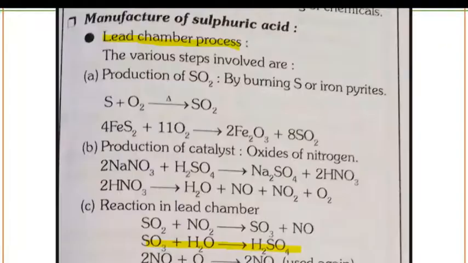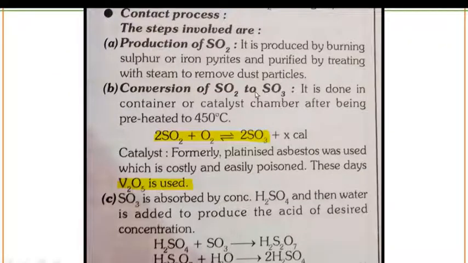Next is the conversion of SO2 to SO3. You can convert SO2 to SO3 by further oxidation by giving an excess amount of air. So in this reaction, as you can see, 2SO2 plus O2 will form 2SO3 and heat is liberated. The temperature that you need is 450 degrees Celsius. SO3 is absorbed by concentrated H2SO4, then water is added to produce the acid of desired concentration.